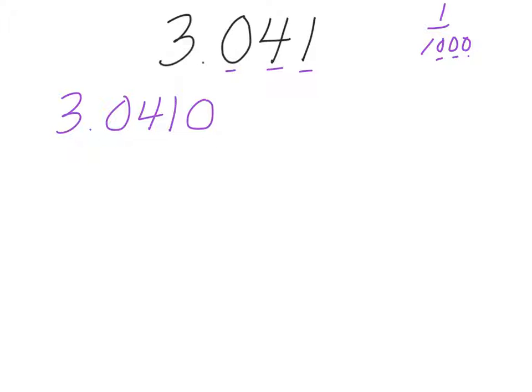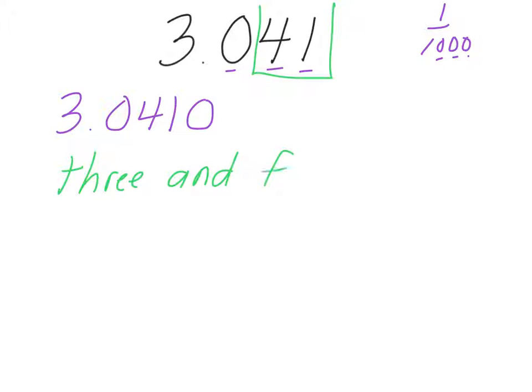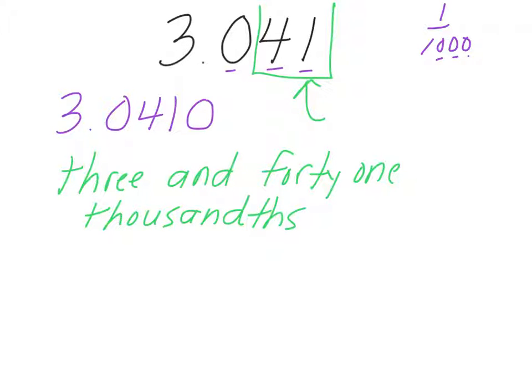Now with number and words, we're looking at a whole number, so we say 3. The decimal point we will say and. We don't write point or dot. It's 3 and. Then our number here is 41. And as I mentioned earlier, it ends in the thousandths place, so we need to make sure that we finish it off by writing the word thousandths.